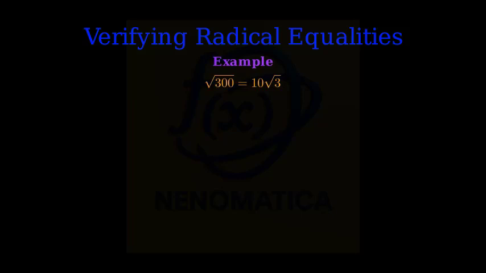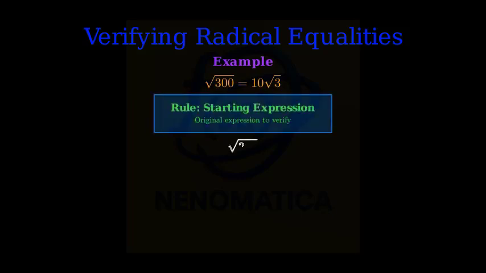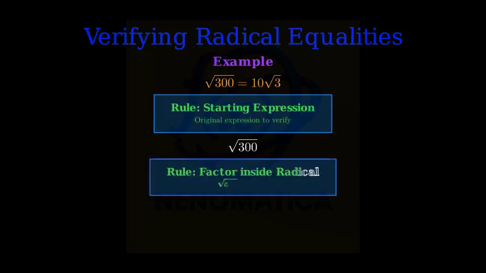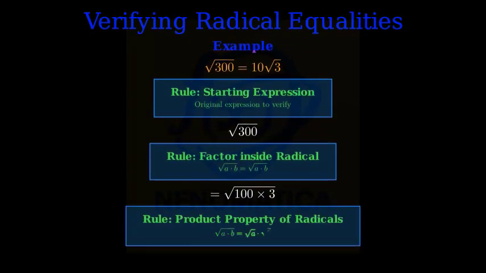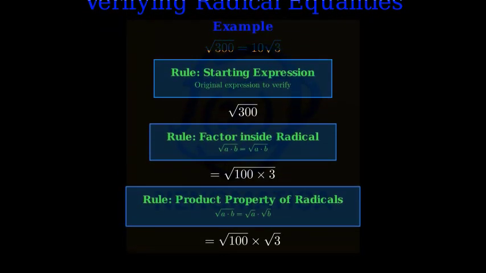Our first step is to write the square root of 300. This is the starting point of our verification process. Next, let's break down 300 as a product. We know that 300 equals 100 times 3. So we can rewrite the square root of 300 as the square root of 100 times 3. Now, we can use the product property of square roots, which states that the square root of a product equals the product of the square roots. So the square root of 100 times 3 equals the square root of 100 times the square root of 3.